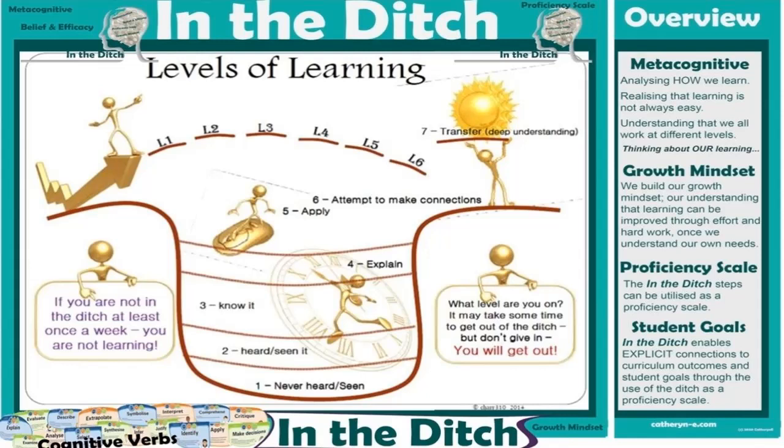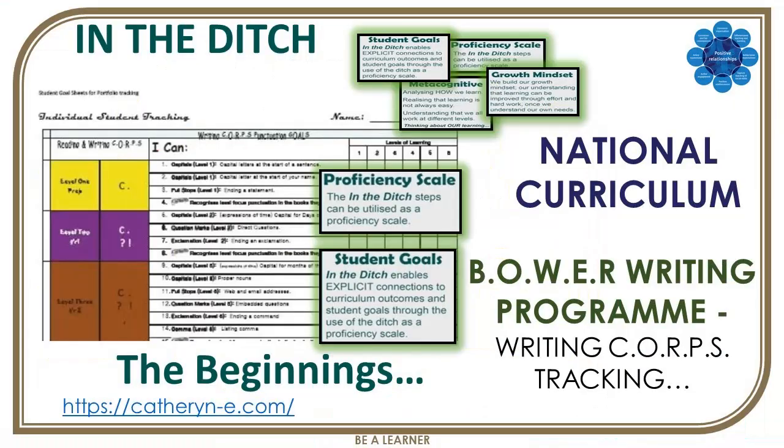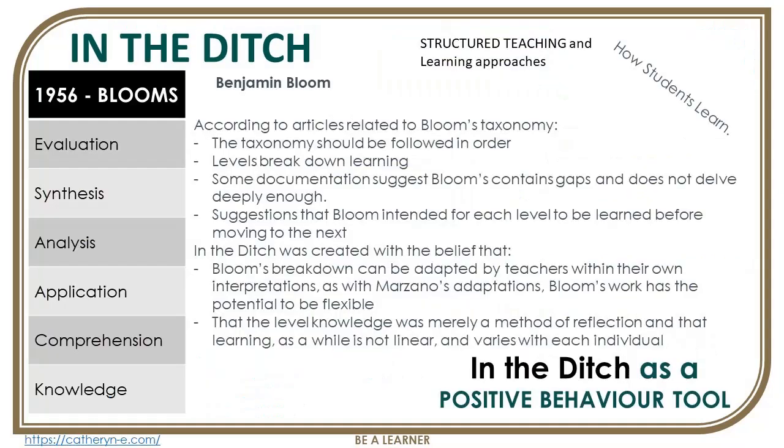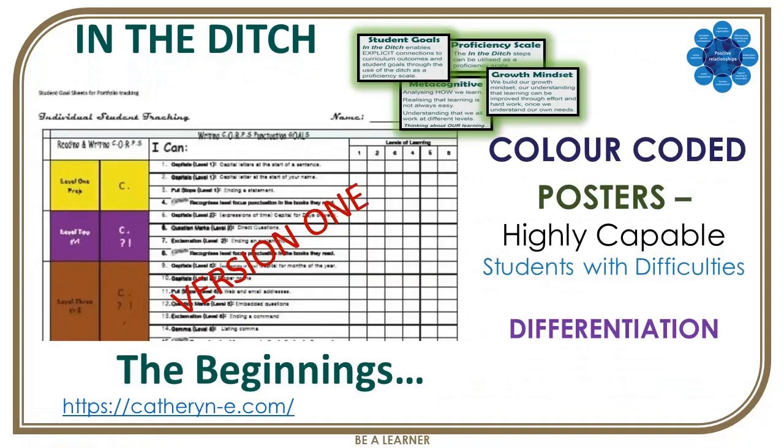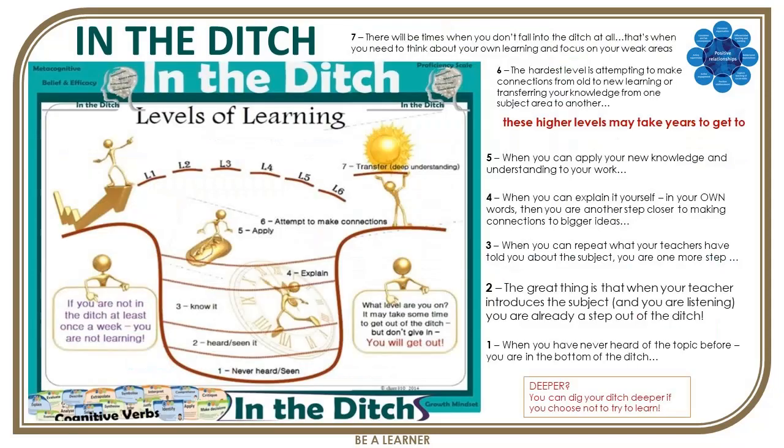Initially, I had created sentences to paragraphs programs and a writing program called Bauer Core, and the core was the editing and proofreading section. The basic proficiency scale, which was loosely based on Bloom's, was used for this. Through action research, the proficiency scale then evolved from a simple proficiency scale to what you see now.